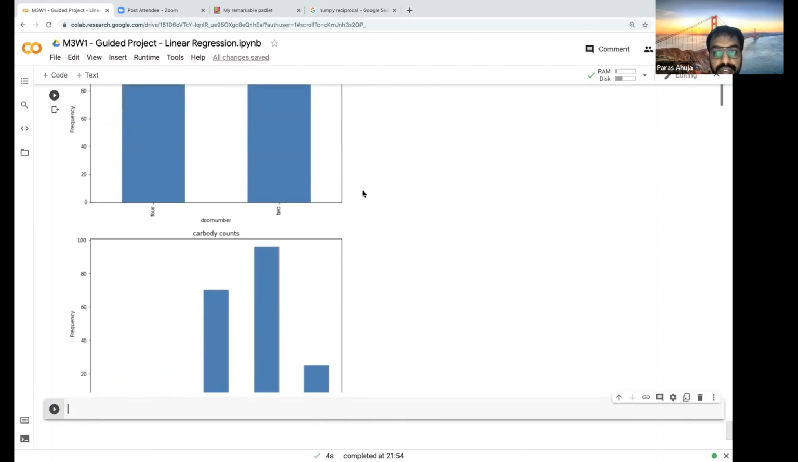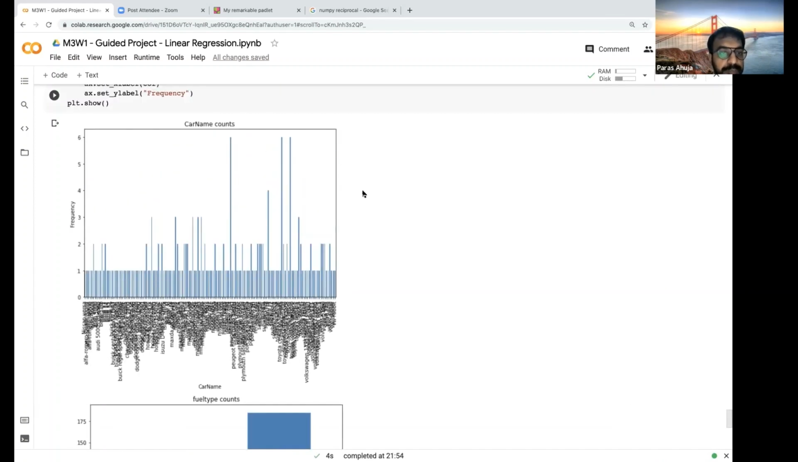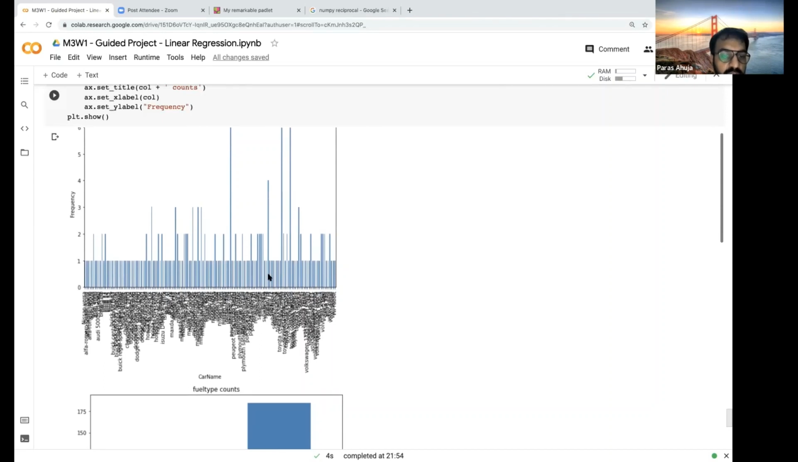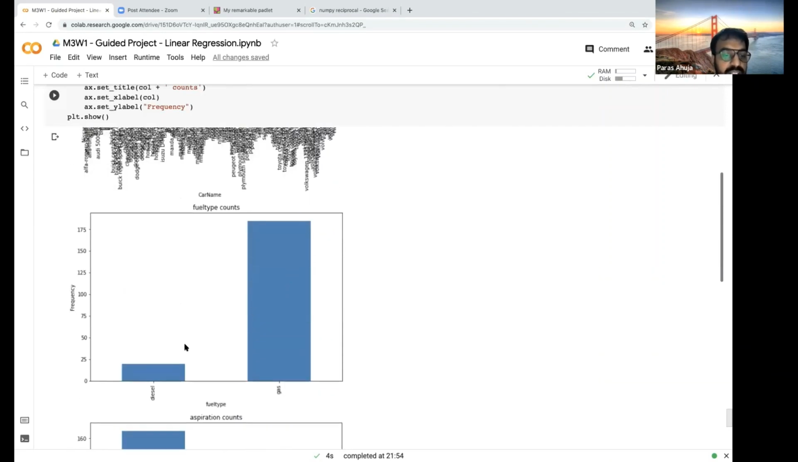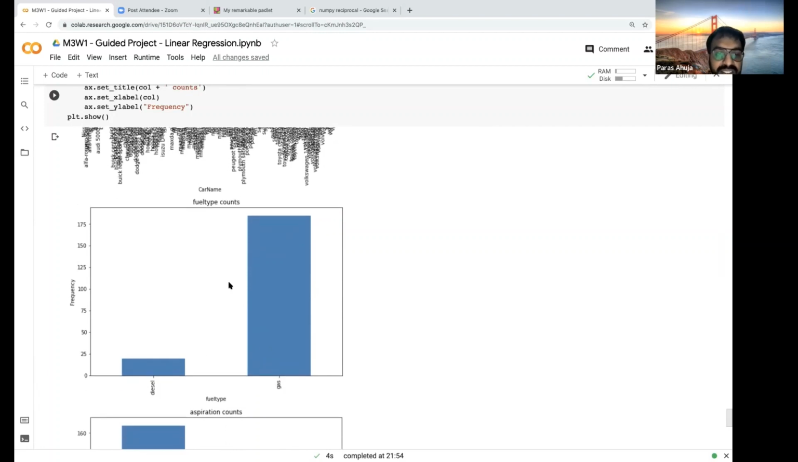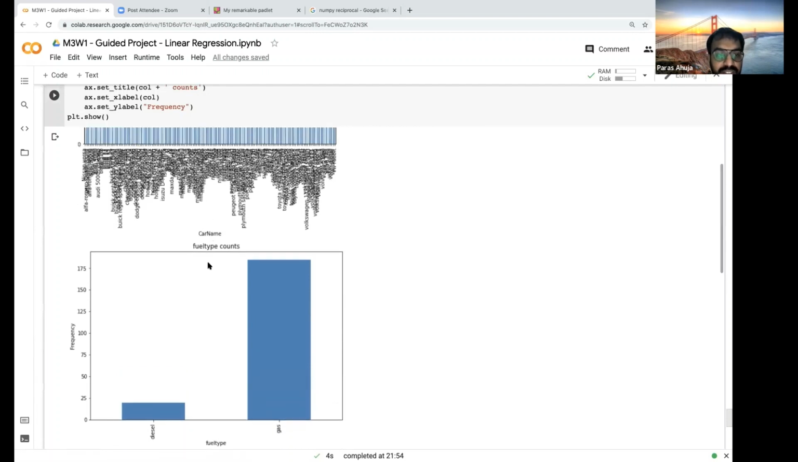Now this is where our common sense and intuition will come in again. We have car names and their frequency, which is relevant to us. Next comes fuel type. Two fuel types are there, diesel and gas. But if you see, diesel values are very few. If you have to check, you can.